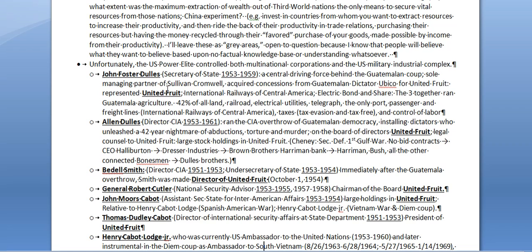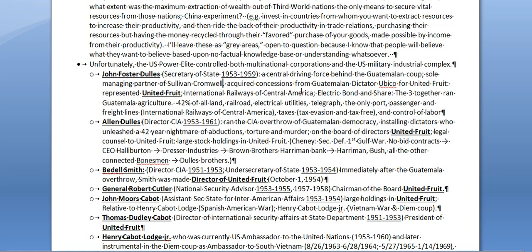Now, here's an example of United Fruit in Central America. Not just Guatemala, other places in Central America. John Foster Dulles, Secretary of State, 1953-59. Him and his brother were behind the Iran coup and the Guatemala coup. A central driving force behind the Guatemala coup. Sole managing partner of the Sullivan & Cromwell law firm, which was the multinational corporation builder.